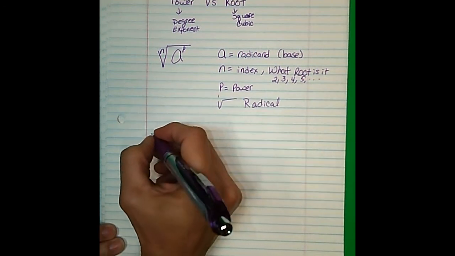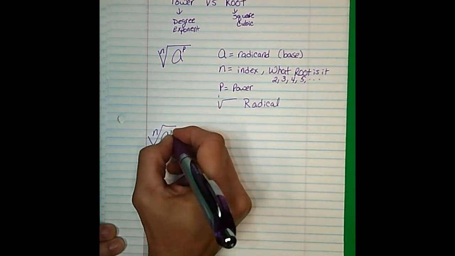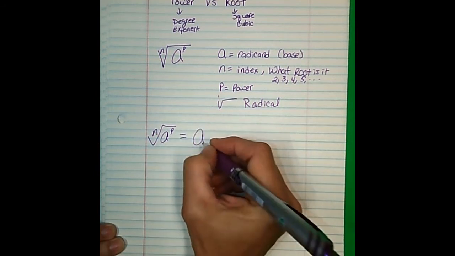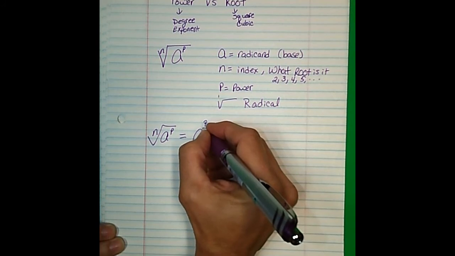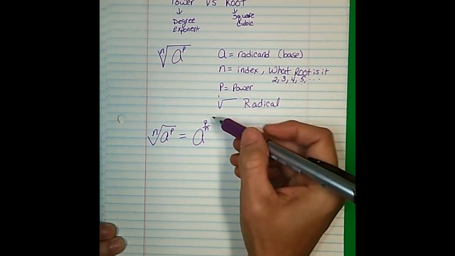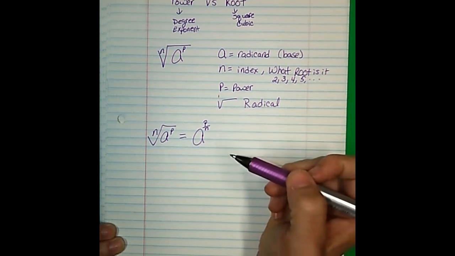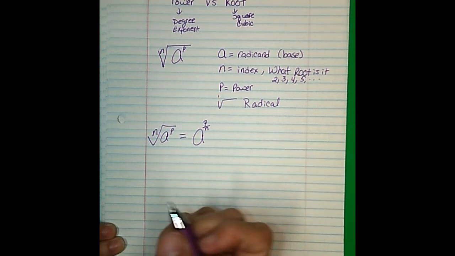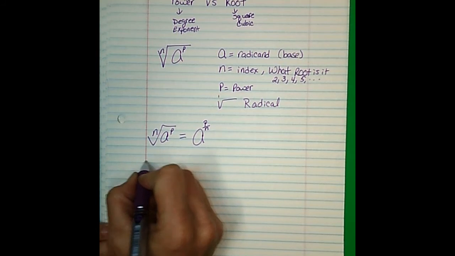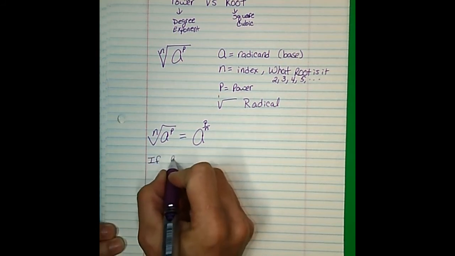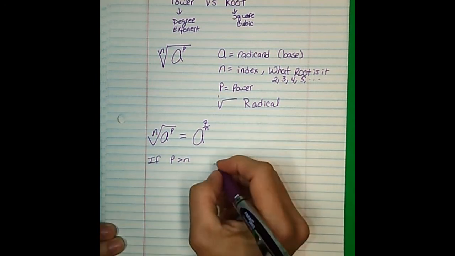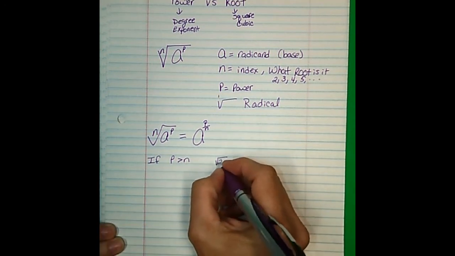By definition, I can rewrite this as my radicand raised to the power of p divided by the power of the index. So I have my power over my root. Based upon this, we can solve a lot of problems, but we need to understand the if statements. So if the p is greater than the n, so if the power is bigger than the index, let's use an example of the square root of 27.